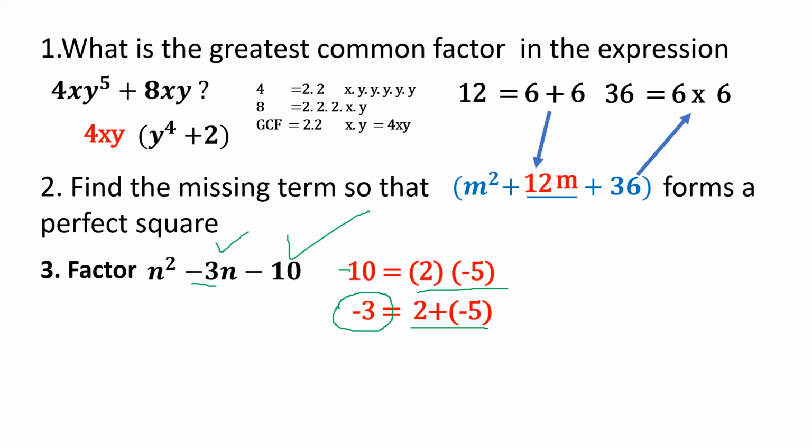And for that, we got your final answer. And therefore, the factor of n squared minus 3n minus 10 is equals to n plus 2. Ito po yung 2 na yan. And n minus 5. You got your final answer.